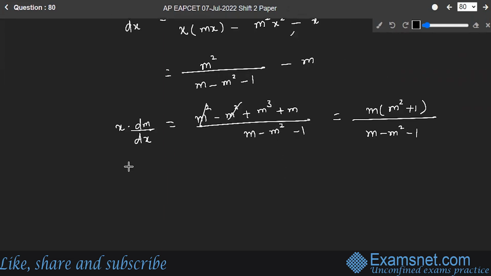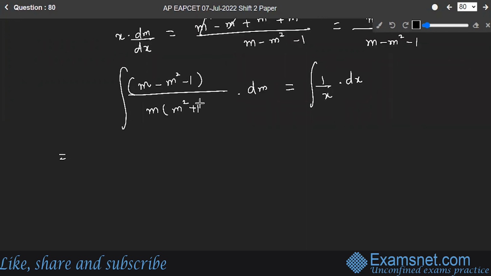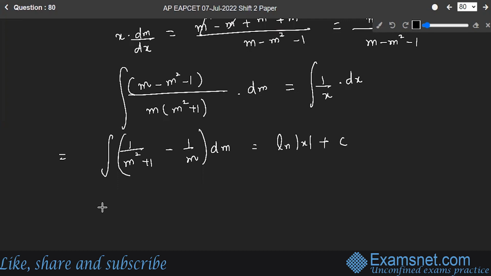So next, you can write it as m square minus 1 upon m into m square plus 1 into dm is equal to 1 by x into dx. Hope this is clear till here. Now taking the integral on both the sides, this can be written as the integral of 1 upon m square plus 1 minus 1 upon m dm is equal to natural log of mod of x plus some constant, right?